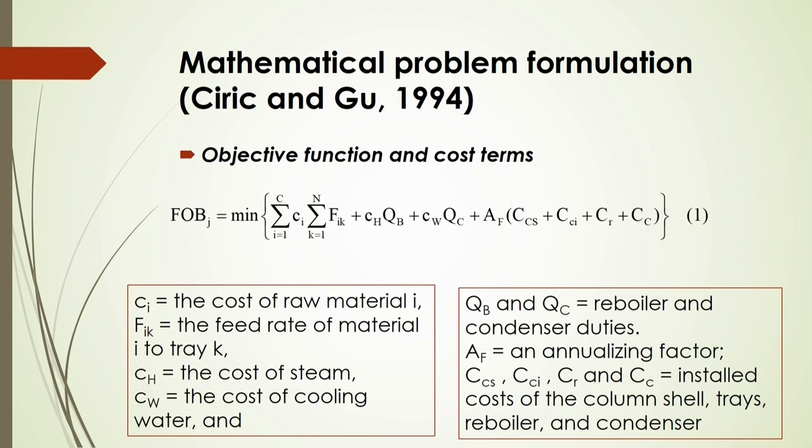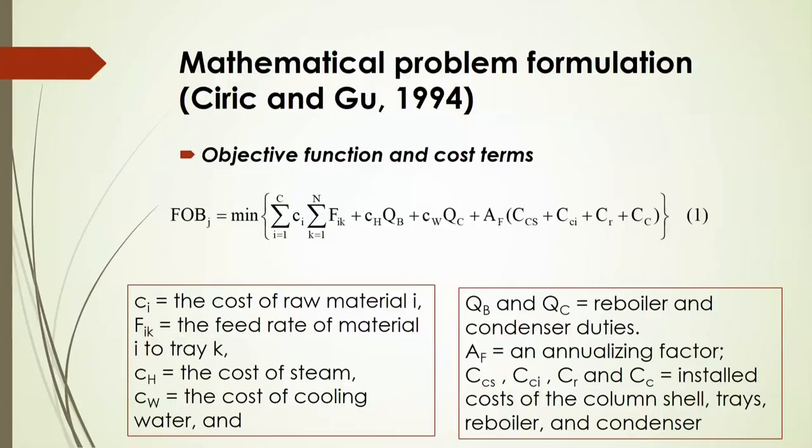As per equation number 1, you can optimize this process, where the notations are as follows. C_I is the cost of raw material I, F_IK is the feed rate of material I to tray K, and C_H is the cost of the steam. C_W is the cost of cooling water required for the distillation, and Q_B and Q_C are the reboiler and condenser duties, which are very useful for the distillation operation. AF refers to an annualizing factor, and C_S, C_I, C_R and C_C all refer to the installed costs of the column shell, trays, reboiler and condenser respectively.